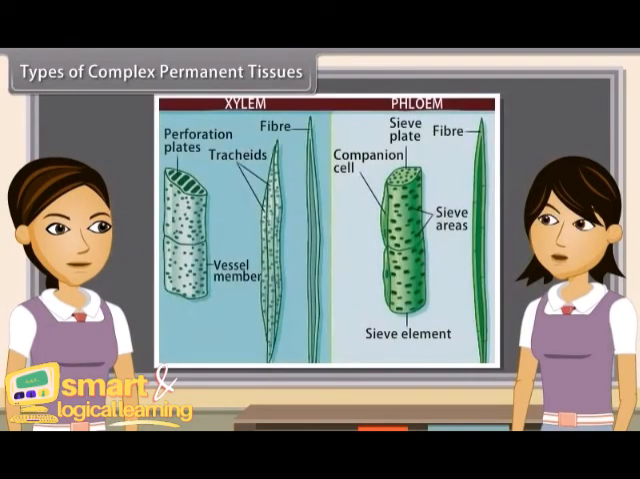Xylem is the supporting and water-conducting tissue of vascular plants, consisting primarily of tracheids and vessels, also called woody tissue. Phloem is the food-conducting tissue of vascular plants, consisting of sieve tubes, fibers, parenchyma, and sclereids, also called bast.